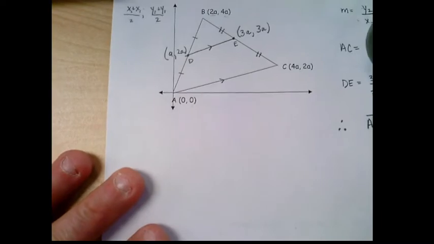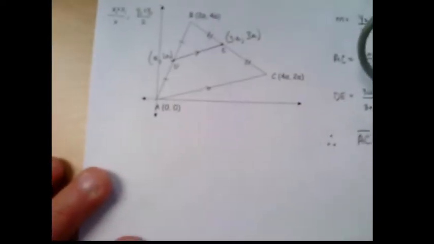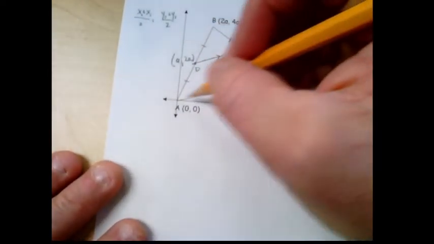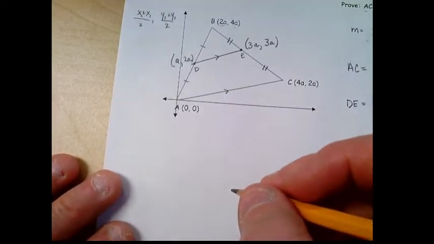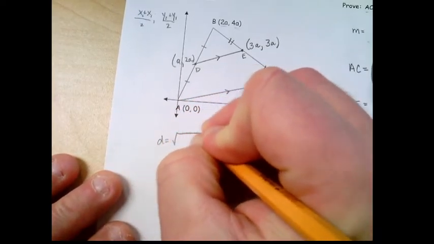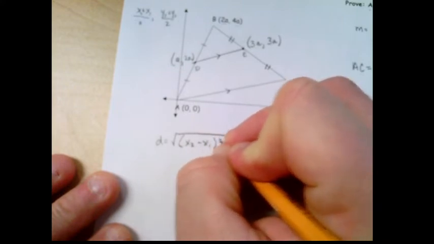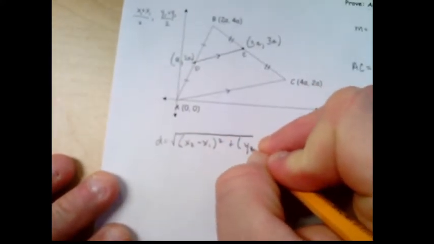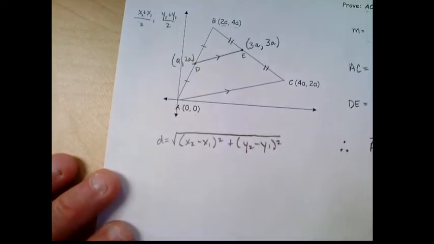Now, the other proof is to prove this equation right here, which is that DE is half of AC. Remember, I said that this mid-segment is half the length of AC. So if I do that, I want to use our distance formula. Now remember, our distance formula was this: x sub 2 minus x sub 1 squared, plus y sub 2 minus y sub 1 squared. So that's our distance formula.